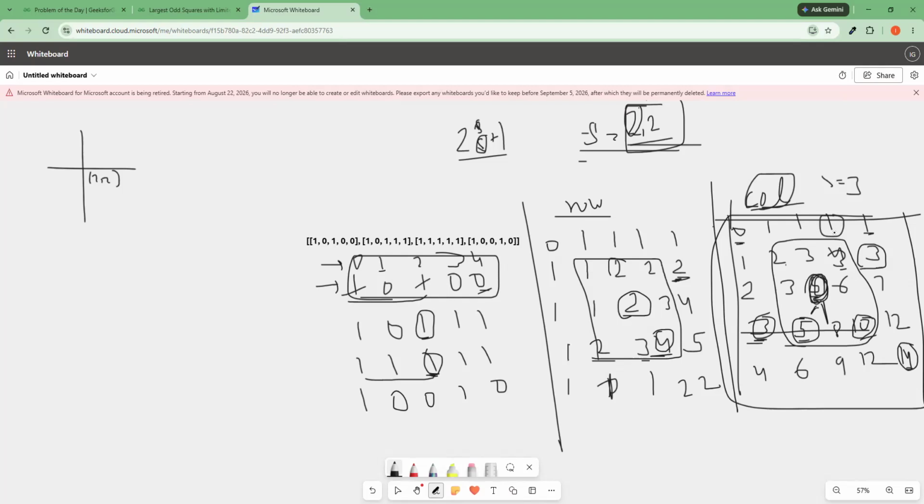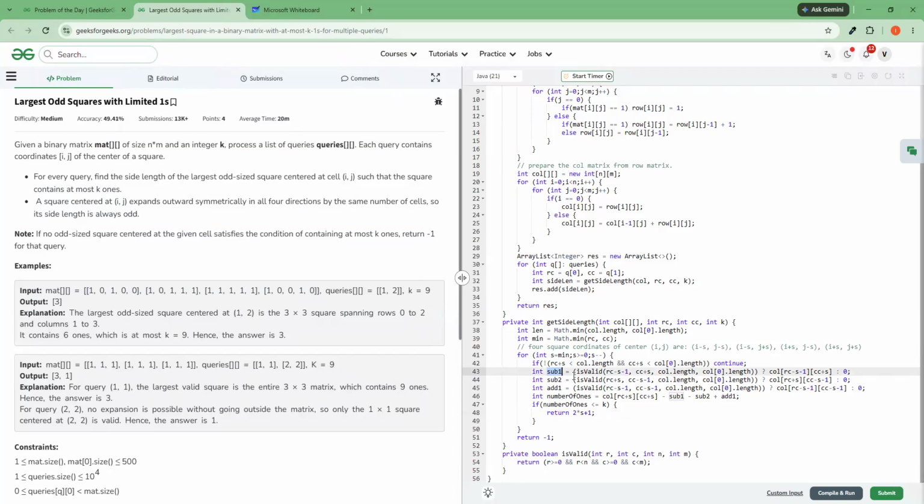And I'm decrementing both, and I'm going to add this value back because we are subtracting it twice. So now I'm going to add this value from this coordinate with the help of this coordinate. Similarly, I did this. For the subtraction, the first thing I'm checking is whether it is valid or not. If it is valid, then I'm deducting this value. If it is not valid, then I'm just taking it as 0. We don't need to subtract anything.